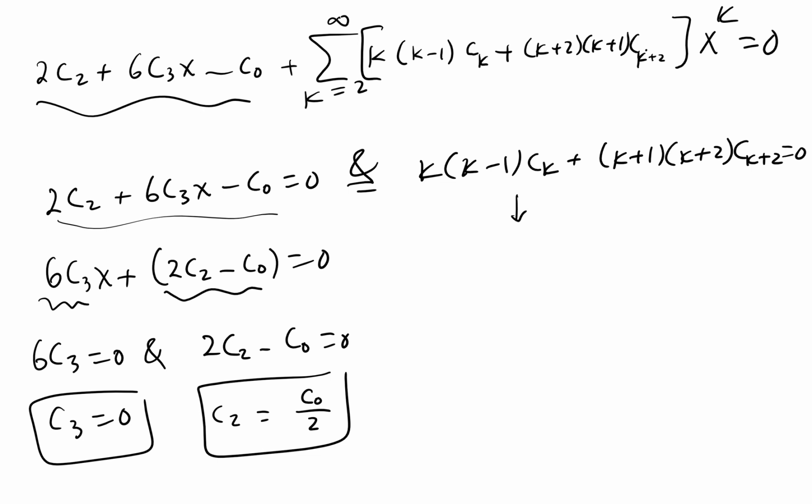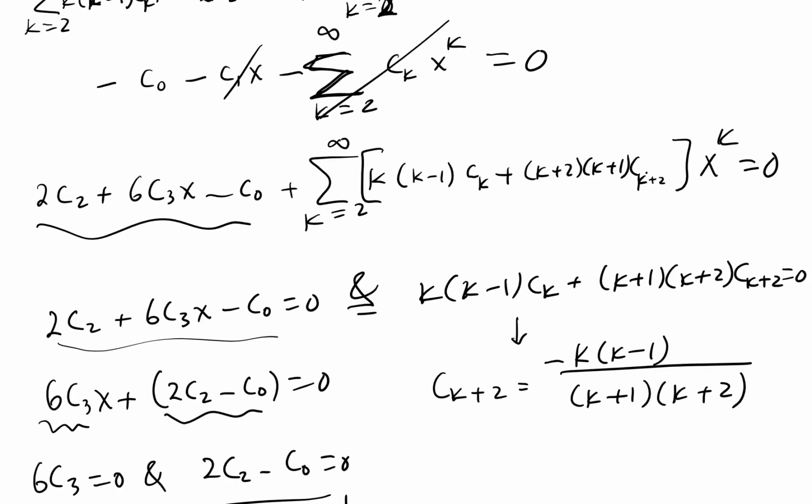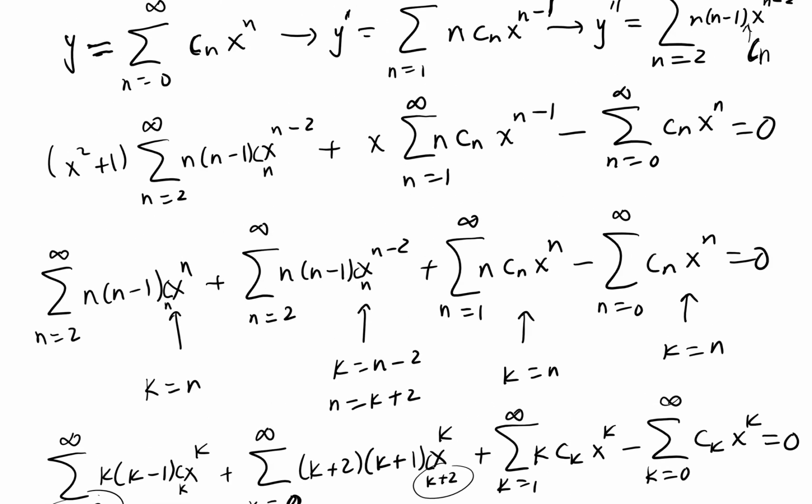And from here we can solve for c sub k plus 2, which is negative k times k minus 1 divided by k plus 1 times k plus 2. Something went wrong here.